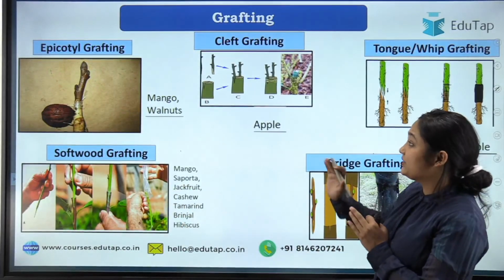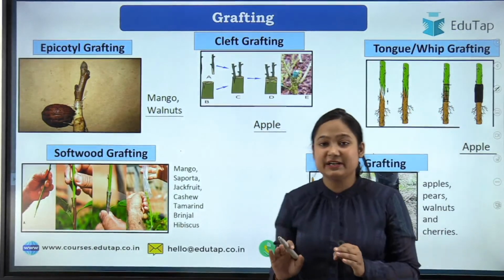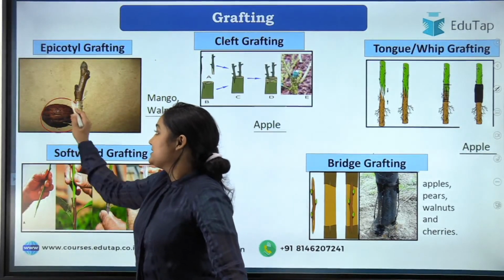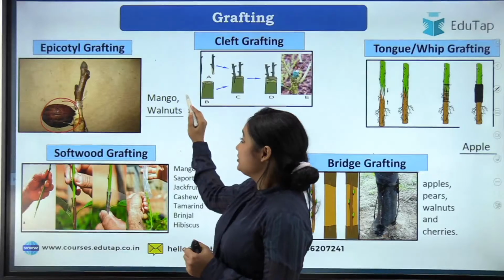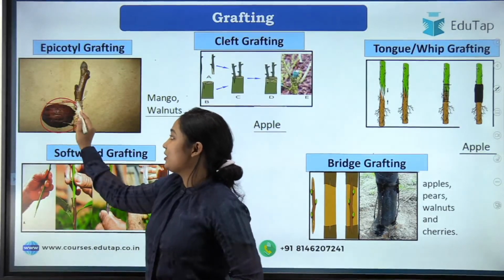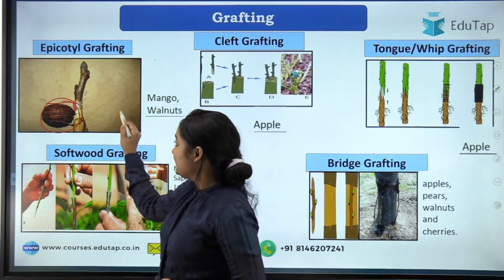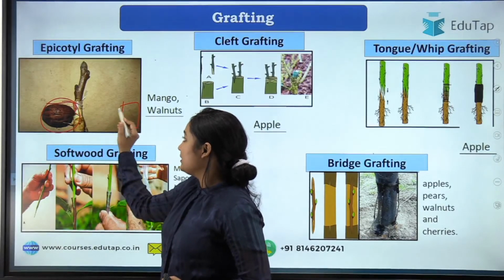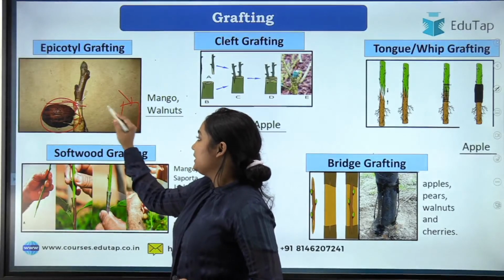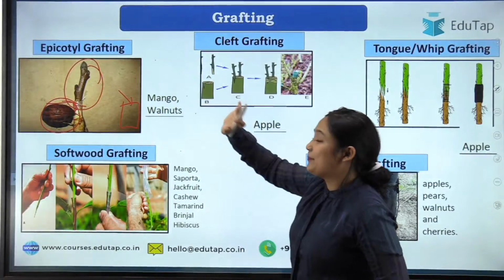Other than that, you can see epicotyl, cleft, tongue, softwood grafting and bridge grafting. So now going to epicotyl, see what happens in some plants. There are seeds and there are hard seeds. Suppose there is mango, there is walnut. In these cases, what do we do? First of all, we put them under soil. As soon as a sprout comes out, we take an original branch, remove a little part from the epicotyl branch, and put the whole new sprout in the stock material, and this is epicotyl grafting.